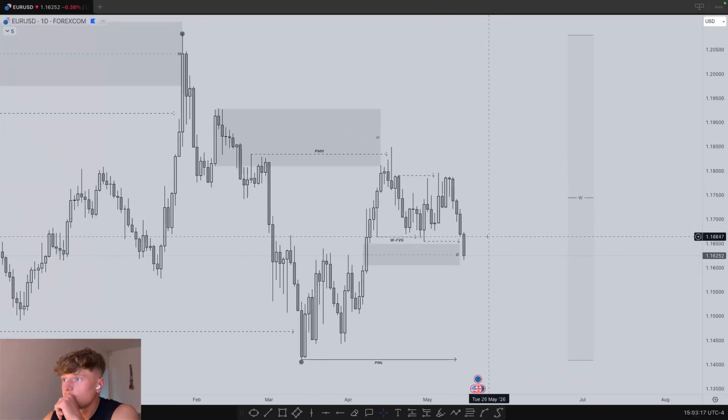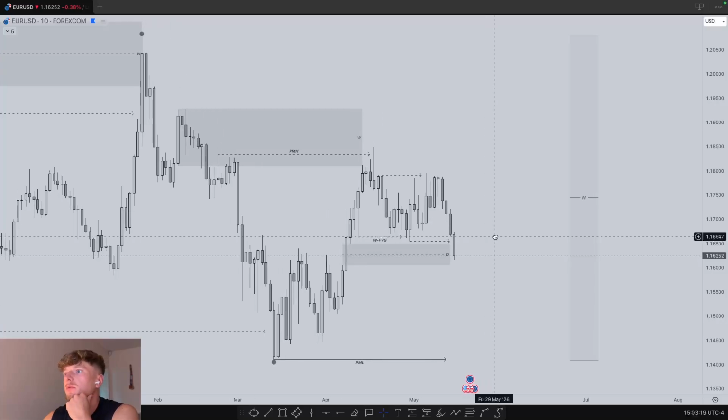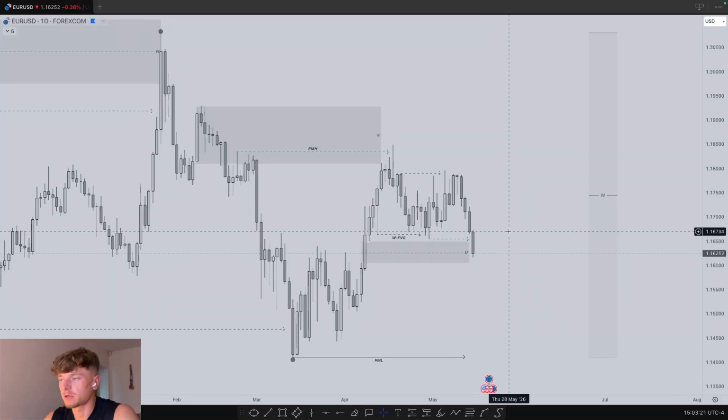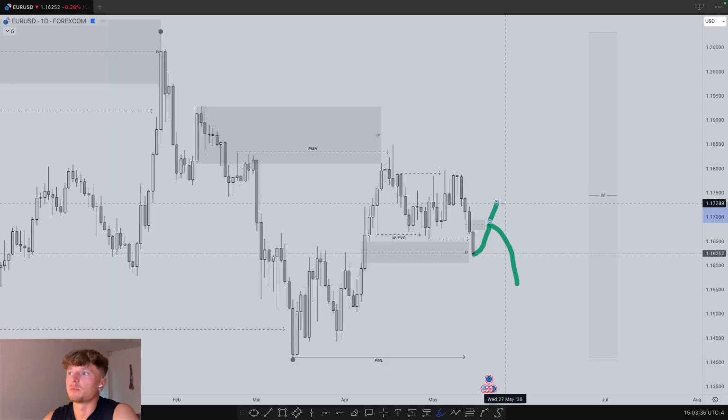So going into next week, I'm going to probably allow Monday to deliver, see how we get on, see how Asia prints. But we have got this daily fair value gap here that we may see price trade up into and then head lower, or we may trade a bit higher into premium before heading lower.